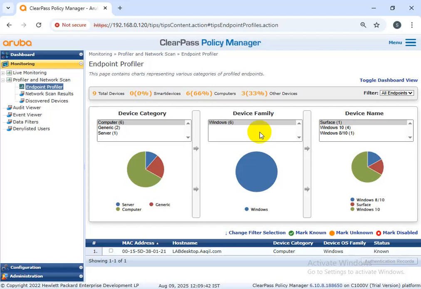What are the views of the license? The access license is mandatory for any ClearPass deployment and enables core NAC functions.